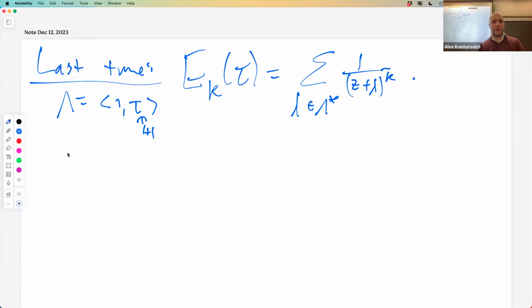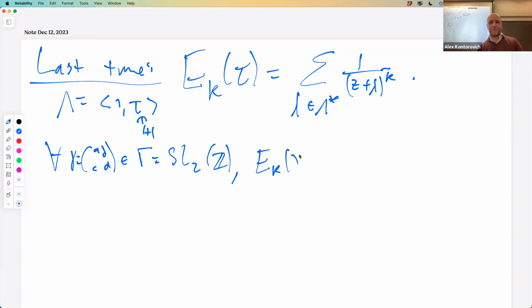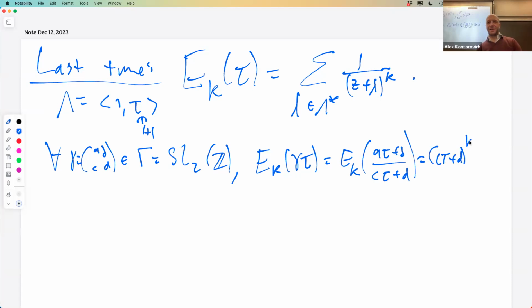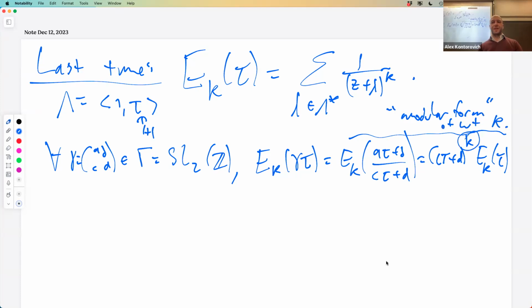And we proved that for all gamma = (A, B, C, D) in gamma equal to SL2Z, if you take E_K of gamma tau, that is E_K of (A tau plus B) over (C tau plus D), this comes out to exactly (C tau plus D) to the K times E_K. And this key property is what we call a modular form of weight K. This being the K.